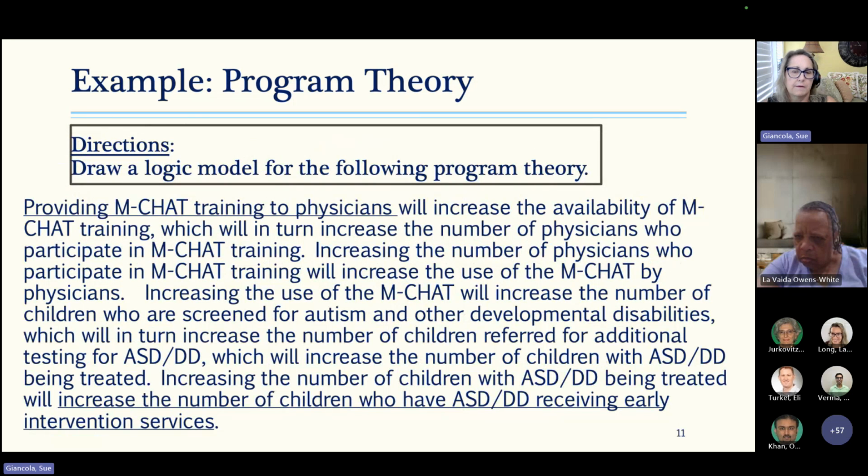Here's an example of the program theory just written out in paragraph form, which is just providing training will increase the availability of training, which will in turn increase the number of physicians who participate in the training, increasing the number who participate, and then so forth to our long-term goal of increasing the number of children receiving early intervention services. From this theory, we can create a logic model.